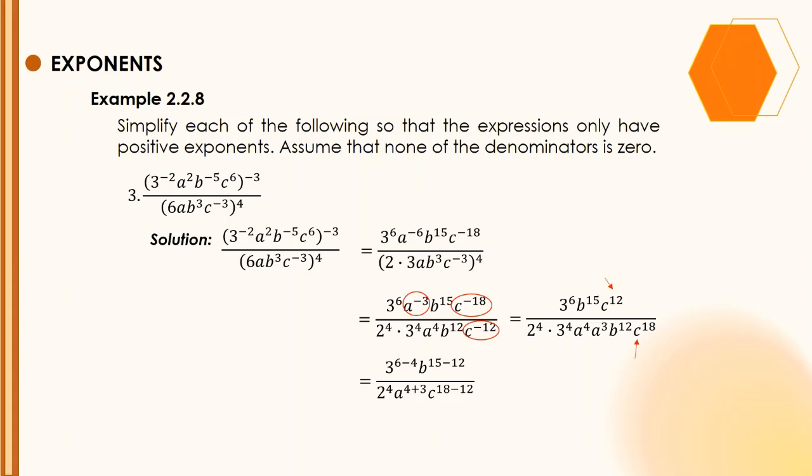So, kung saan malaki ang number, doon yung ilalagay yung number. Katulad nito ng c, mas malaki ang 18 kaysa sa 12. Kaya yung pag-minus ng exponent nasa baba. Okay? Now, this one is equal to this one. And 3 squared is equal to 9. 2 to the power of 4 is equal to 16. So, the final answer is this one. 9b cubed over 16a to the power of 7, c to the power of 6.